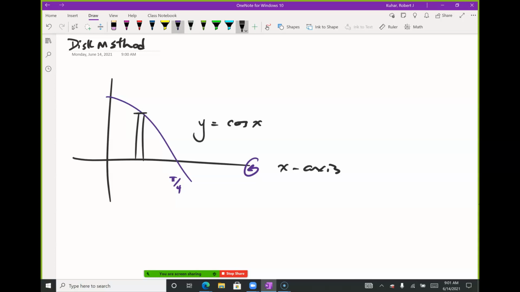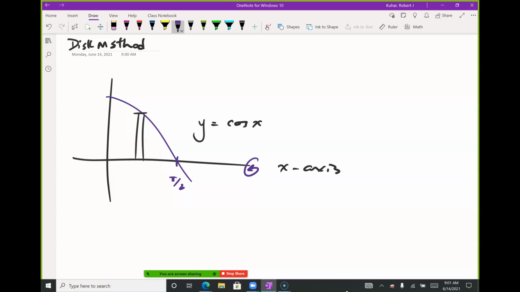Do you mean pi over 2? Pi over 4. Oh, you're right. Well, pi over 2. Yes, sorry, pi over 2. 90 degrees, right? Thank you. Wake up. Yeah, pi over 2 is better. I could have done pi over 4, but it's fine.